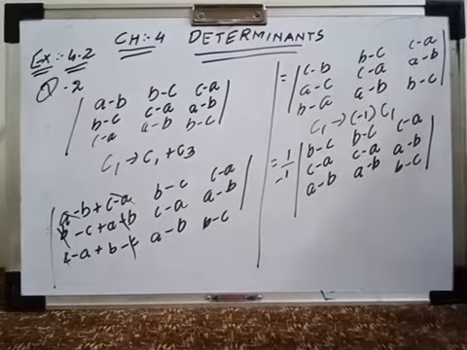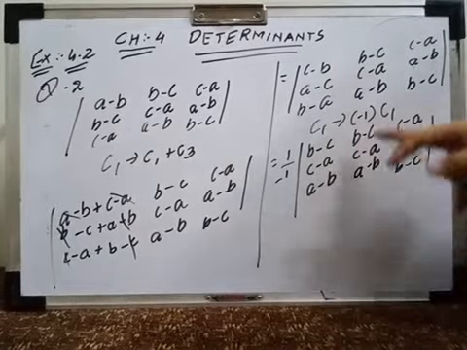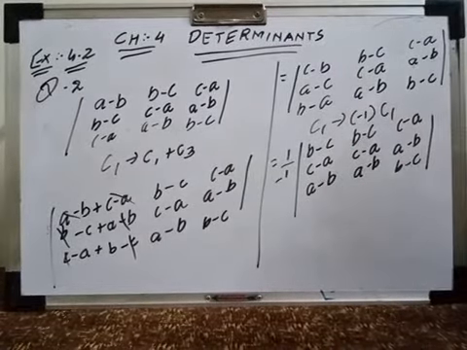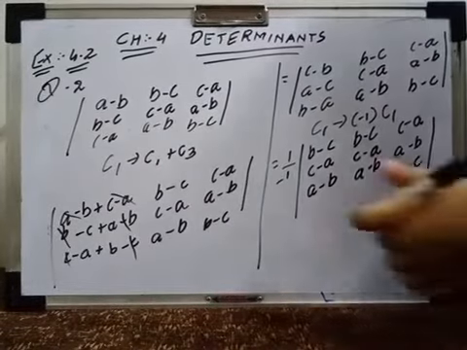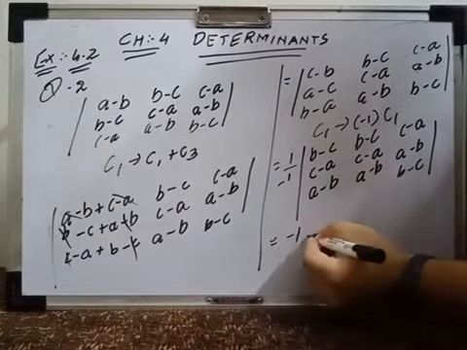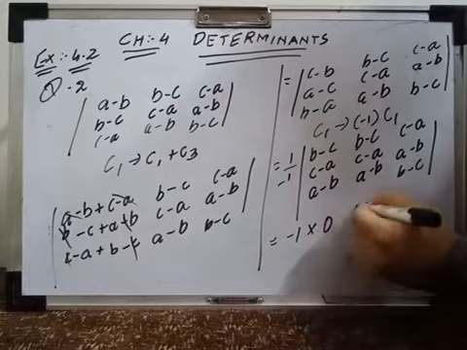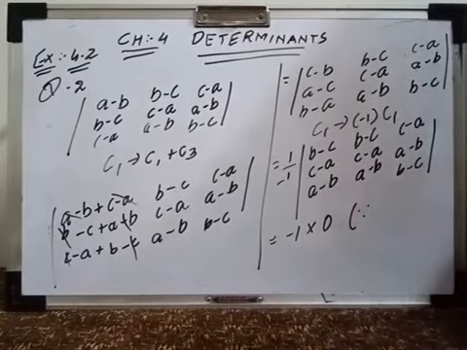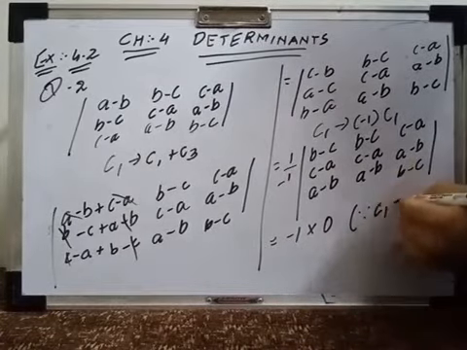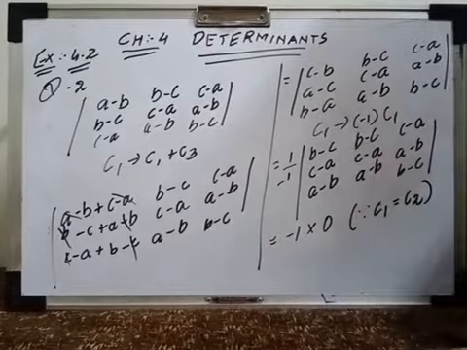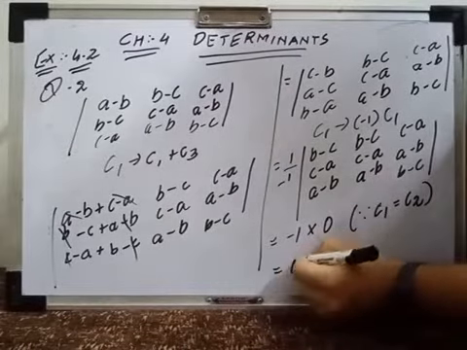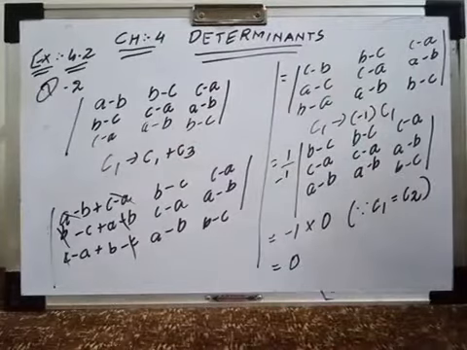So you can see that column 1 and column 2 are identical. Both of them are identical. Therefore, the value of this determinant will be 0. You can write in the comment that column 1 is equal to column 2. Therefore, the answer of this determinant is 0.